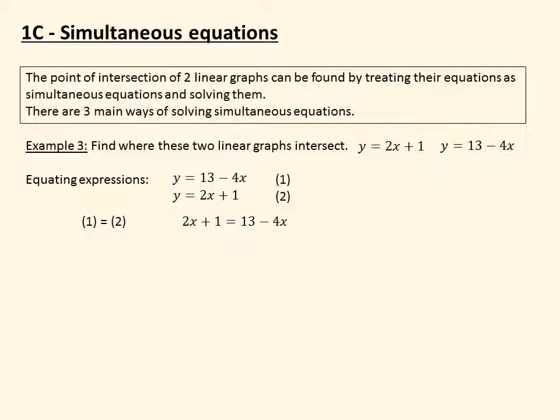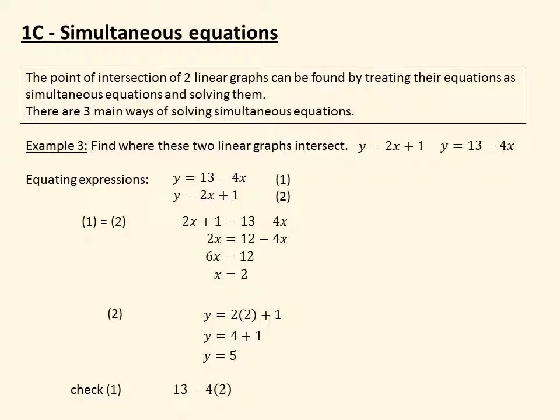If we rearrange this, we can find a value for x, and again we can put this into one of the original equations. So 2 tells us y is 5. Again, it's a good idea to check this in the expression you have not used. So putting it into the first expression, we get 5, which is correct. This tells us that the point of intersection is 2, 5.